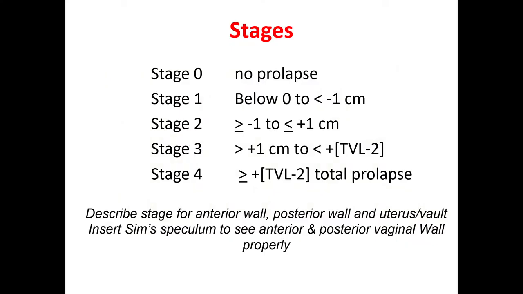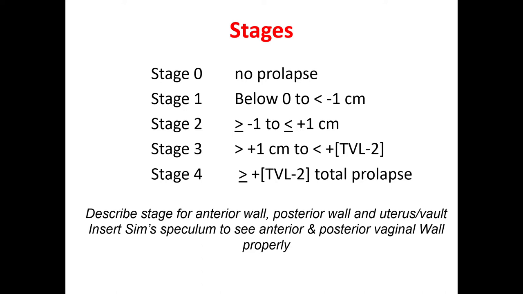In a nutshell, the stages are: stage 0, no prolapse. Stage 1 is below 0 but well above, more than 1 centimeter of the hymen. Stage 2, within minus 1 to plus 1 centimeter of the hymen. Stage 3, more than plus 1 centimeter but less than TVL minus 2 in the positive way. Stage 4, more than or equal to TVL minus 2 centimeter in the positive way.